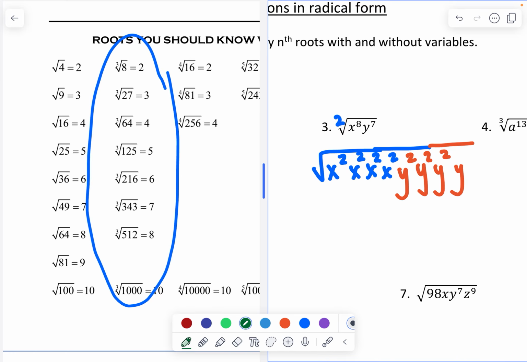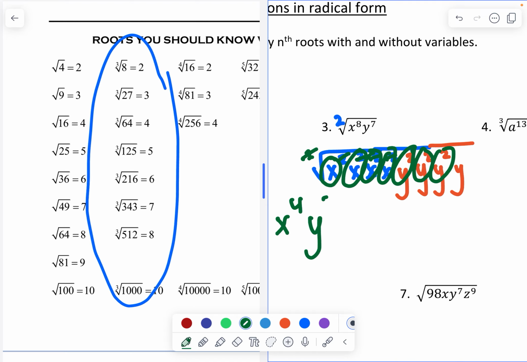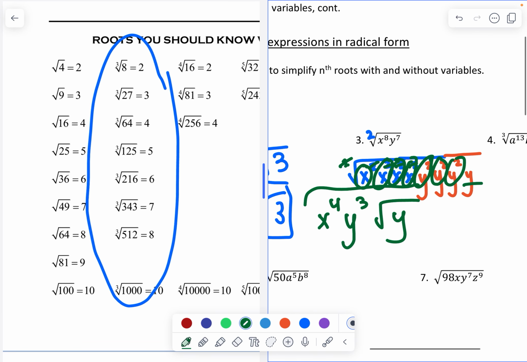And then anything that matches that root number, you can cancel it out and take that letter out. So there was a total of 1, 2, 3, 4 x's, 1, 2, 3 y's, and then you still have that square root, and then there's the 1 y that's left inside. So that's what we did at the beginning part of class.